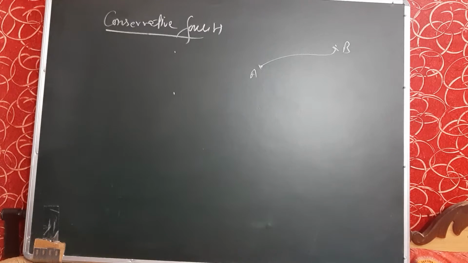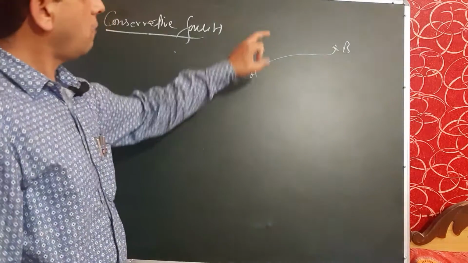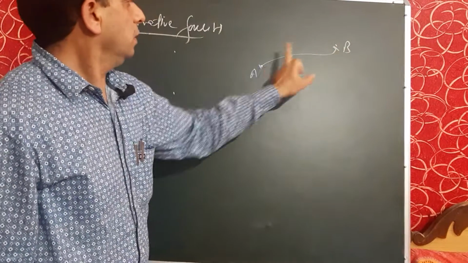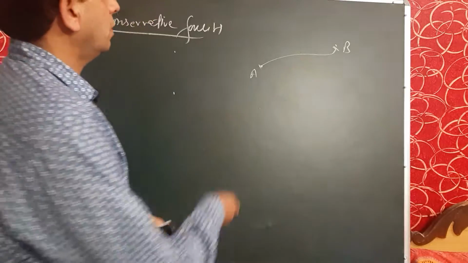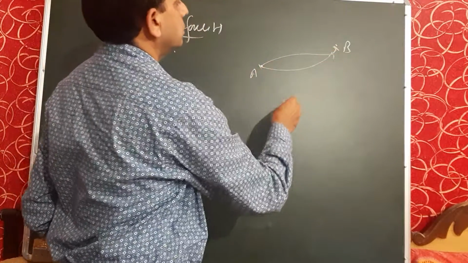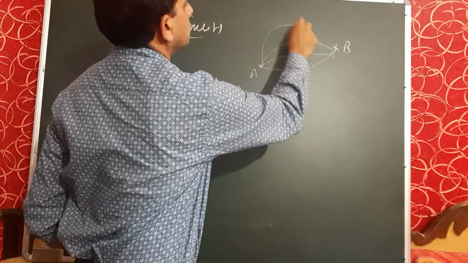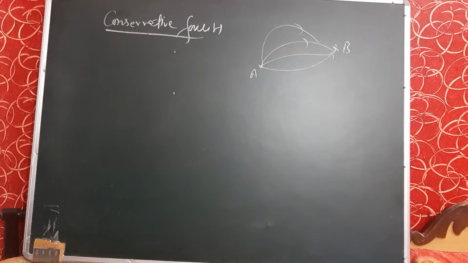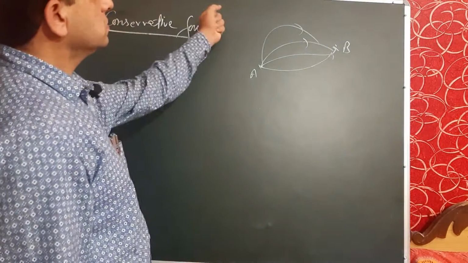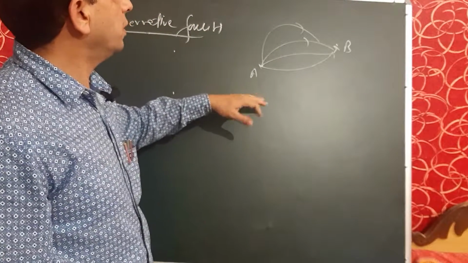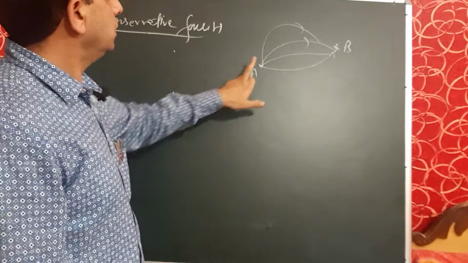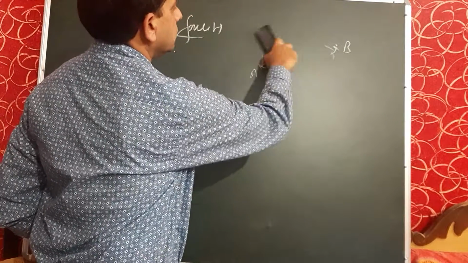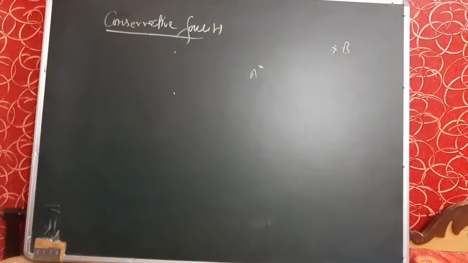If the force is conservative, then the work done on moving the particle from point A to B is independent of path. It moves like this, from this path or from this path or from this path. Path does not matter in case of conservative force, or we can say that the work done by the conservative force depends on the initial and final position. It does not depend upon the path. So, this type of force is called conservative force.